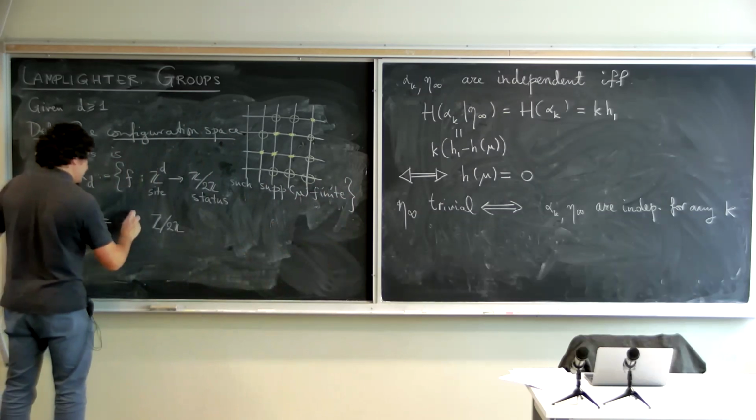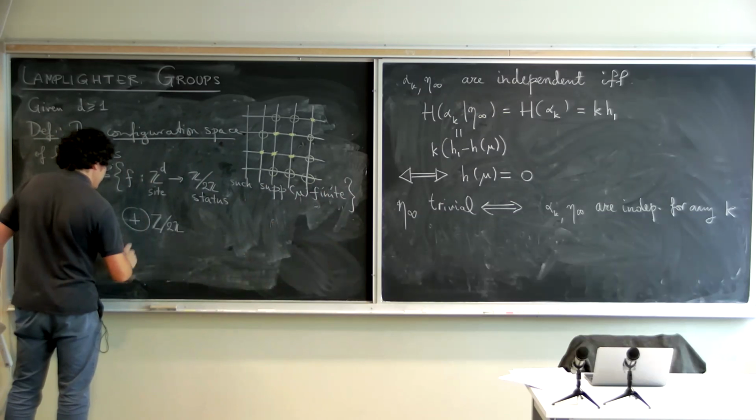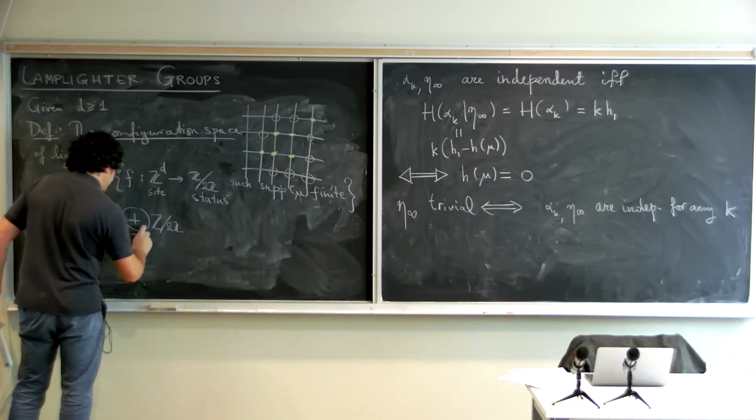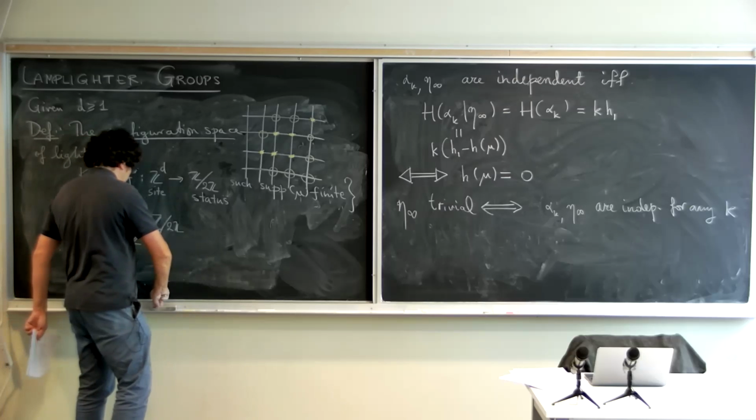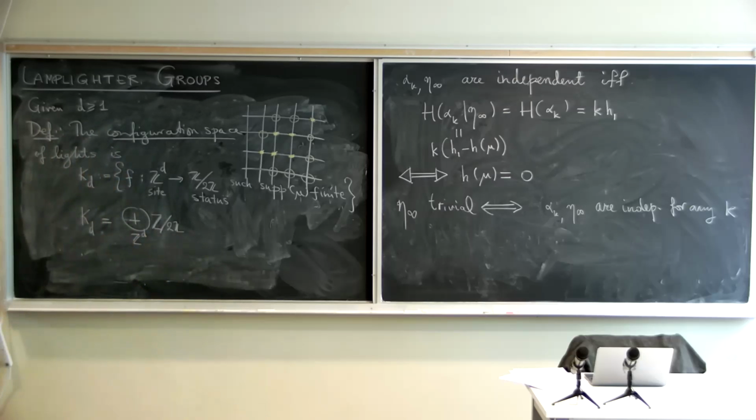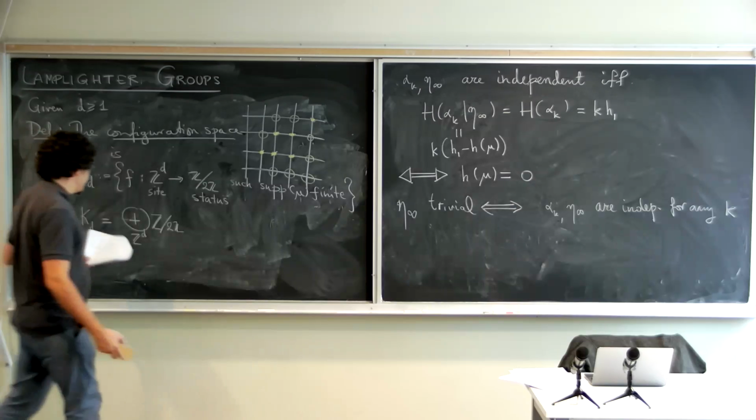So then this is just a sum over Z to the D. So you have Z to the D copies. And the plus tells you that only finitely many are nonzero. So this is obviously an abelian group, very big abelian group of countable rank, but it's a nice group. But it's still abelian, so it's not the whole story. This is just the lights.